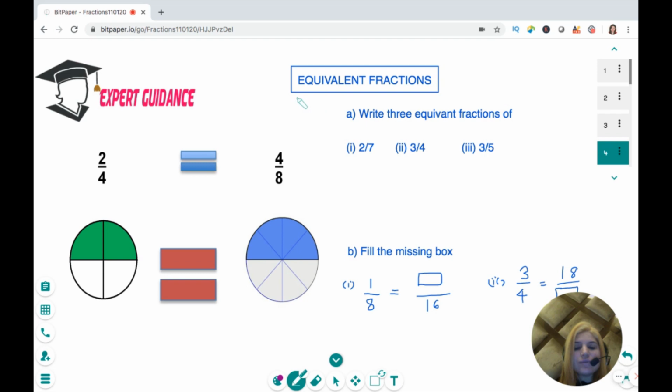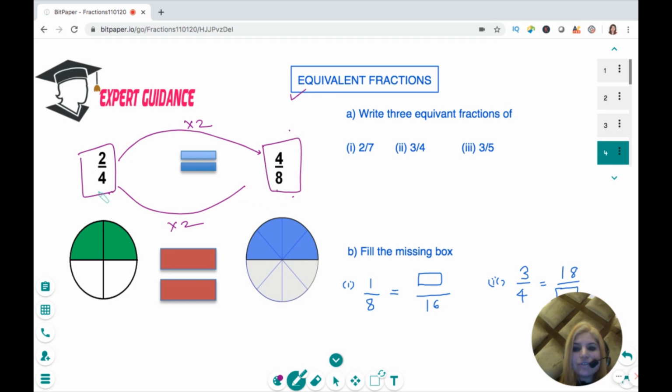Now let's come to what are equivalent fractions. Equivalent fractions are the fractions that you get by multiplying the numerator and the denominator by the same number. For example, if you have 2/4 and you multiply the numerator by 2, you also multiply the denominator by 2, and that gives you 4/8. These two are equivalent fractions. Why? Because 4/8 can be reduced to 2/4. So this is 2/4, that is 4 parts and 2 shaded. Okay, and this represents a half.